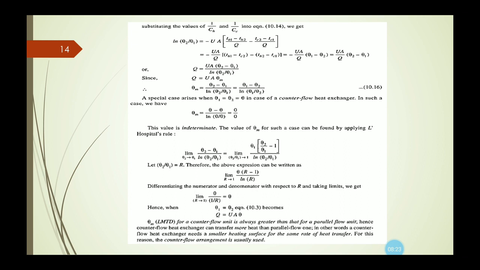Now if we substitute these values of 1 by Ch and 1 by Cc in the earlier equation, then ln theta 2 by theta 1 we are getting as minus UA, and we are putting the value of 1 by Ch and 1 by Cc here. After 2 or 3 steps we are getting minus UA by Q multiplied by theta 1 minus theta 2, or it can be written as UA by Q multiplied by theta 2 minus theta 1.